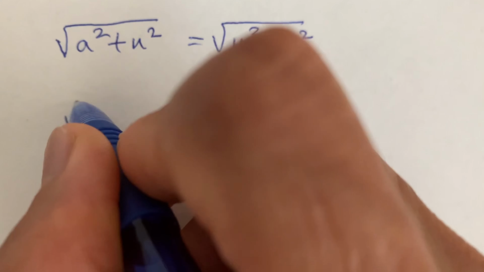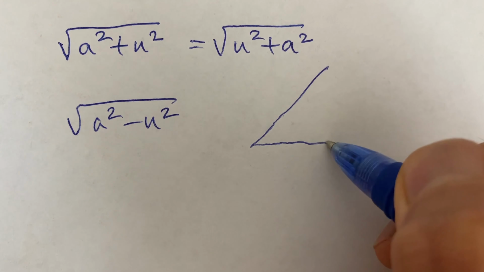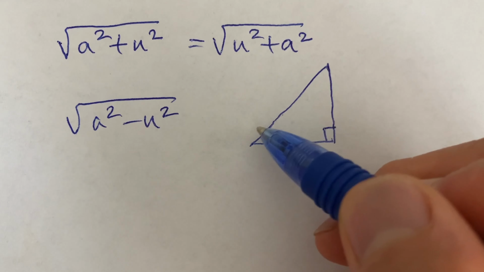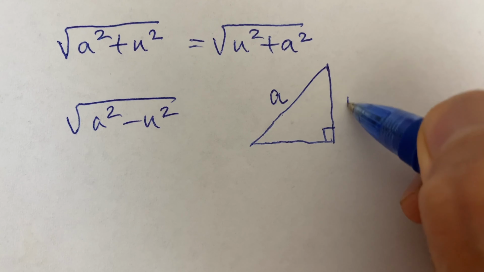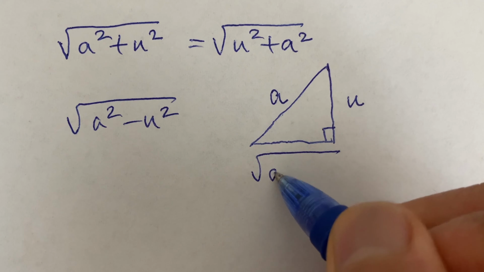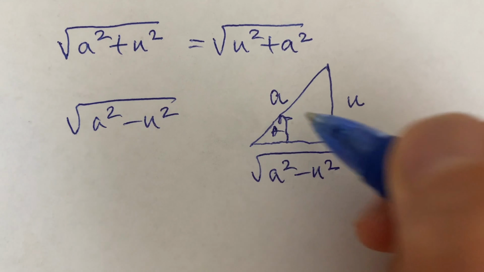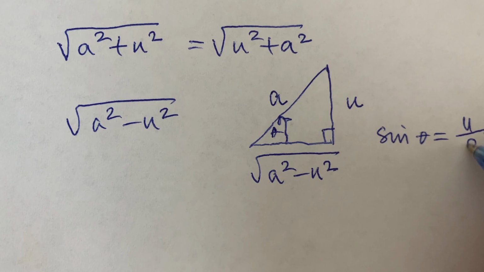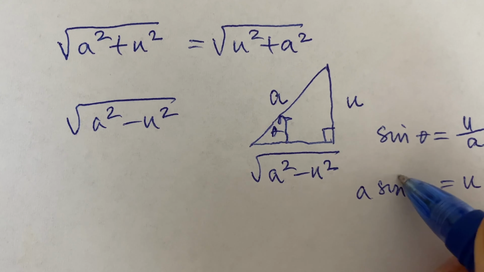A squared minus u squared actually represents a side of a right triangle. We note that in a right triangle, the longest side is the hypotenuse. So by looking at this form, this should be a and this should be u. So that when we use the Pythagorean theorem, this will give us a squared minus u squared. Now, if my angle is here, then you're going to use sine of theta is equal to u over a. And that's how you get the form u is equal to a sine of theta.